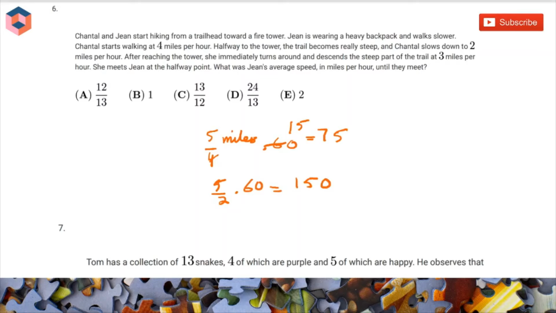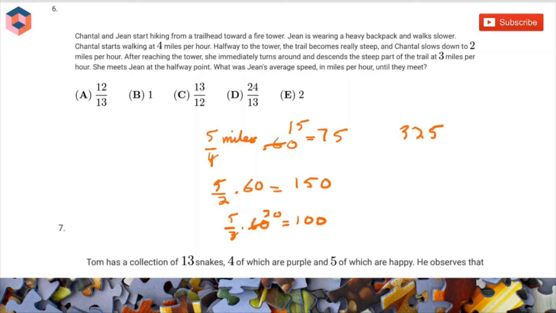Finally, after reaching the tower, she immediately turns around and descends a steep part of the trail at 3 miles per hour. So once again, we're going 5. Remember that she meets Jean at the halfway point, so it's still 5. And 5 divided by 3 times 60 cancels out to give us 100 minutes. So the total amount is 150 plus 75 plus 100, which is 325. So it takes her 325 minutes.